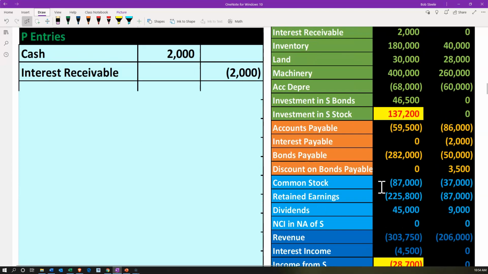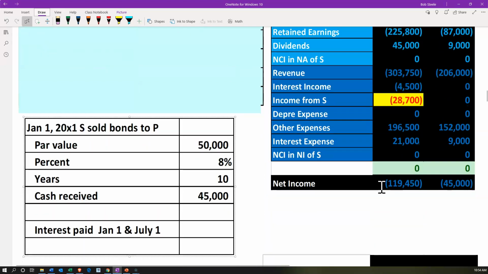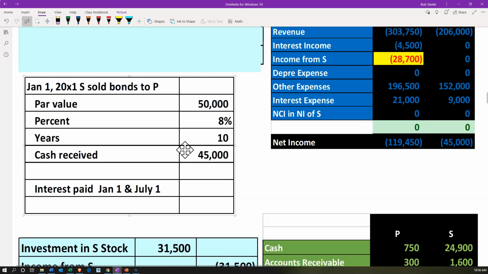Our new thing, however, is that we're concentrating on these bond transactions. So we know that this bond was issued. If I look down here at the bond information, on January 1st, 20X1, S sold bonds to P. So S is going to be issuing the bonds, and P is purchasing the bonds. The par value is going to be the 50,000, so we'll see the 50,000 on the books. And then we have the percent of the bonds, 8%.